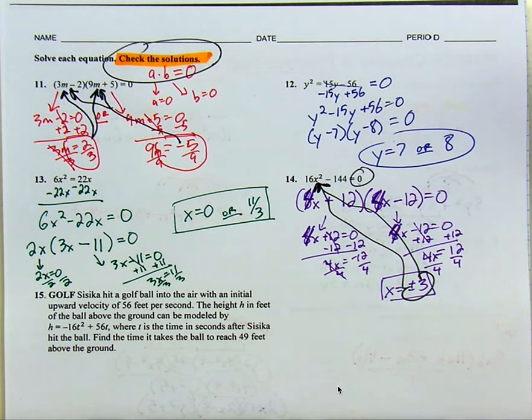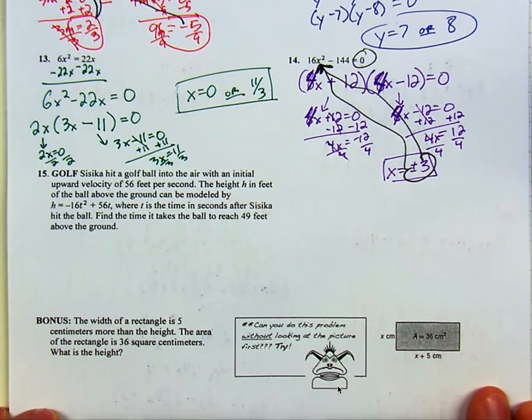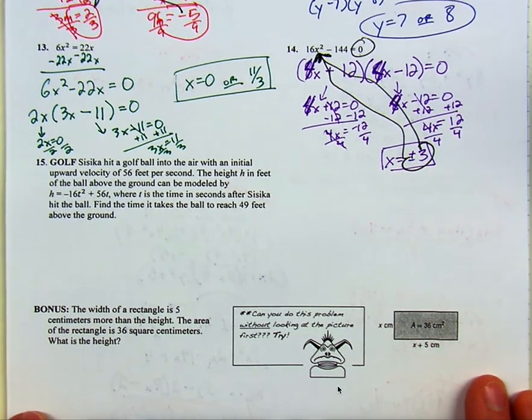All right, we got number 15, a word problem about Sisika hitting a golf ball into the air. Now, golf balls fly pretty high into the air. They can have a lot of air time, right? So find the time it takes the ball to reach 49 feet above the ground. I don't know, could it maybe take a second or so? Or a fraction of a second? I don't know. We'll have to see how this problem plays out.